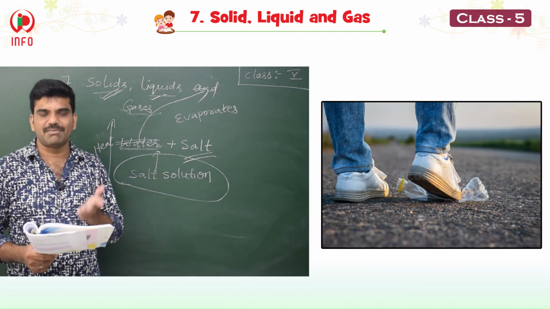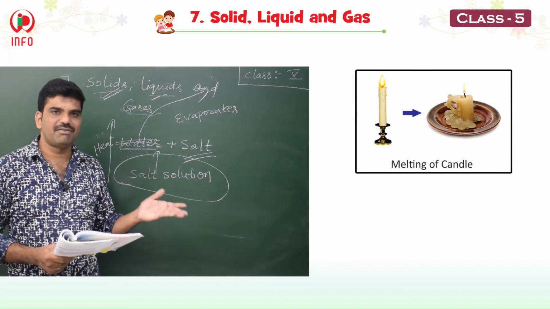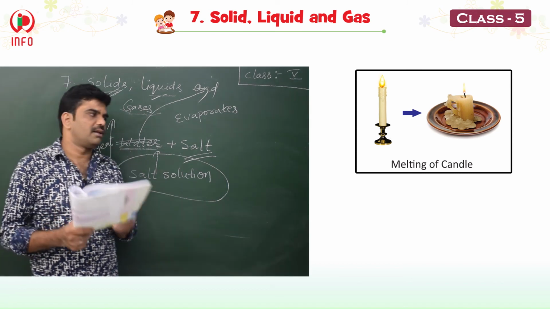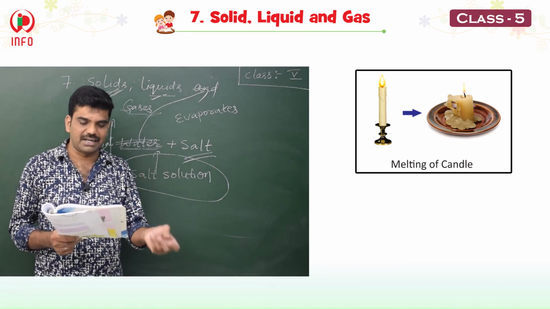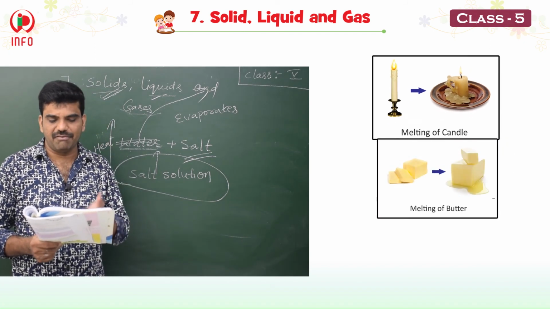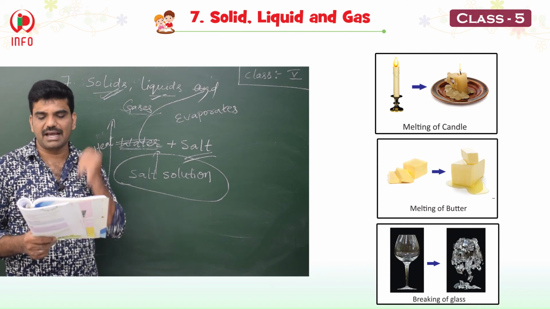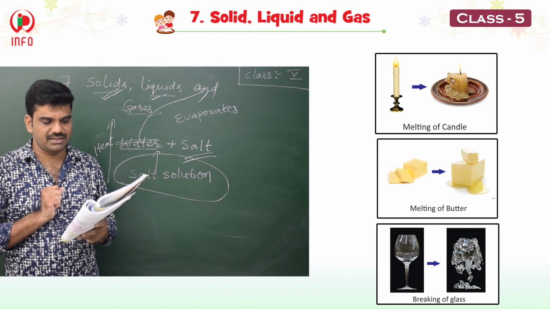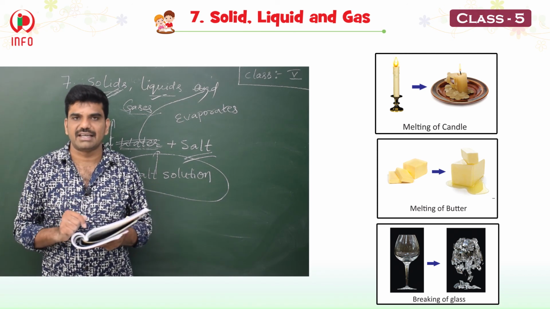Like that, the examples are given. Melting of a candle. A candle is made up of wax, children. When you give the flame, automatically due to that heat, the melting takes place. And melting of butter and breaking of glass. In breaking of glass, the shape has changed. Melting of butter and melting of a candle, we are giving the extra energy.